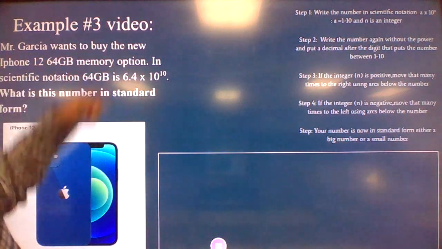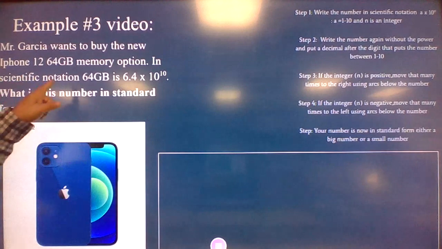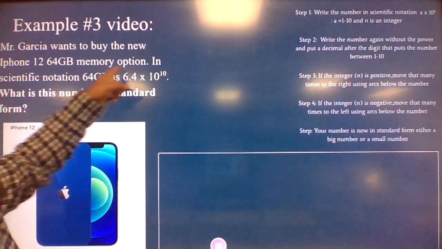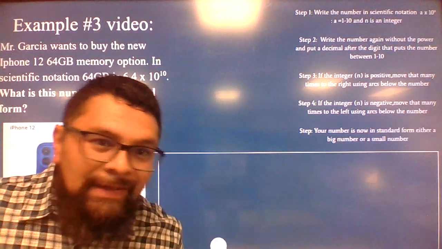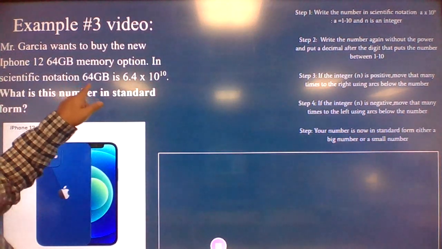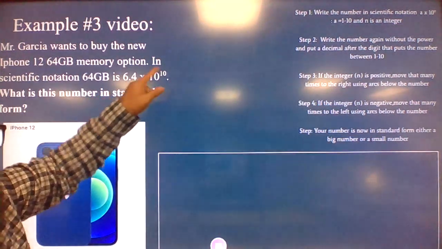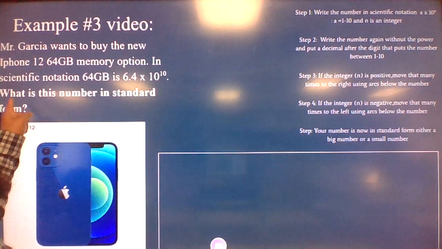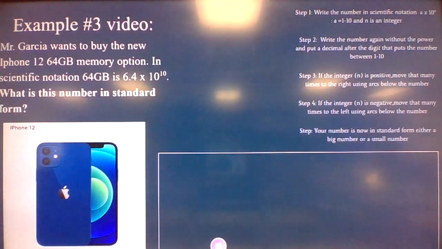Mr. Garcia, which is me, wants to buy the new iPhone 12, 64 gigabyte memory option, because I want the cheapest one. I'm not rich or anything like that. In scientific notation, 64 gigabytes is 6.4 times 10 to the 10th. What is this number in standard form? So that's what we're going to do in example number 3.